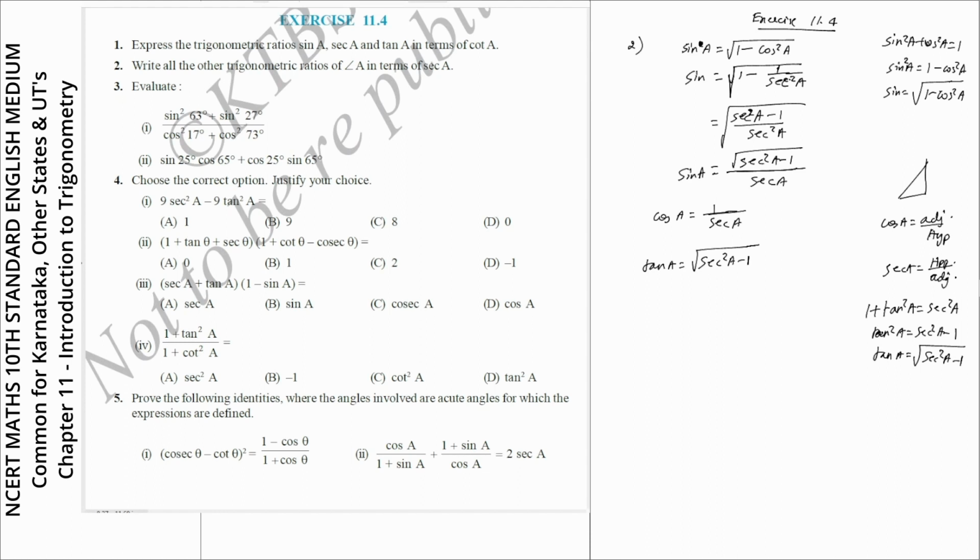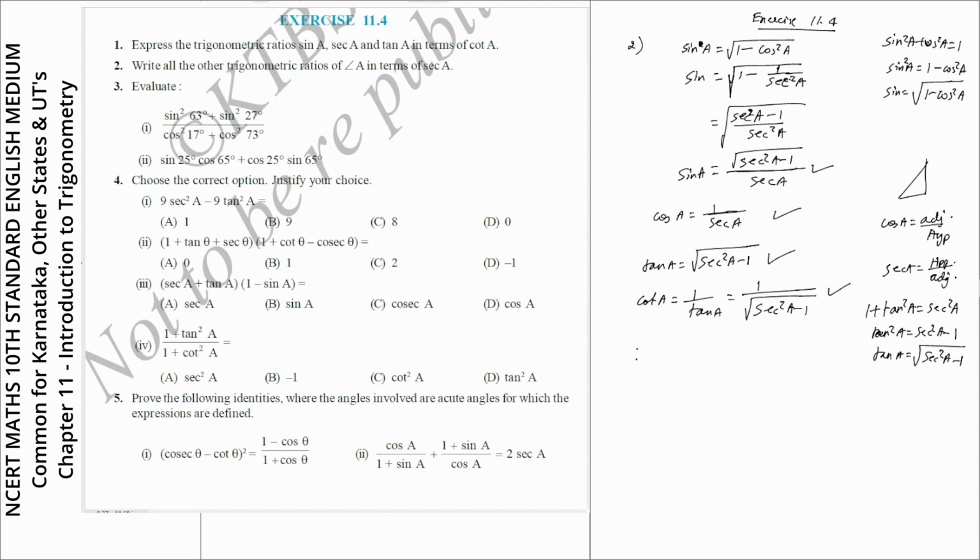Okay, now this is over, this is over, this is over. Now cot A I should express. Cot A is 1 by tan A. So tan A we already found out. So cot A is equal to 1 by square root of secant square A minus 1. This is over. Now secant A is secant A only.